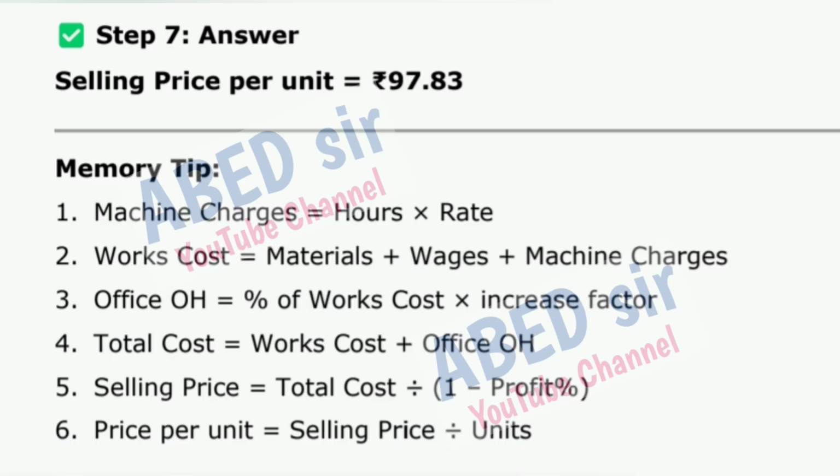Memory tip. 1. Machine charges is equal to hours times rate. 2. Works cost is equal to materials plus wages plus machine charges. 3. Office overhead is equal to percent of works cost times increase factor. 4. Total cost is equal to works cost plus office overhead. 5. Selling price is equal to total cost divided by 1 minus profit percent. 6. Price per unit is equal to selling price divided by units.